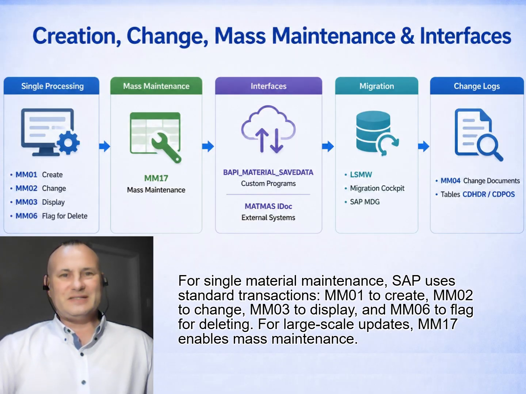For single material maintenance, SAP uses standard transactions: MM01 to create, MM02 to change, MM03 to display, and MM06 to flag for deletion. For larger scale updates, MM17 enables mass maintenance.